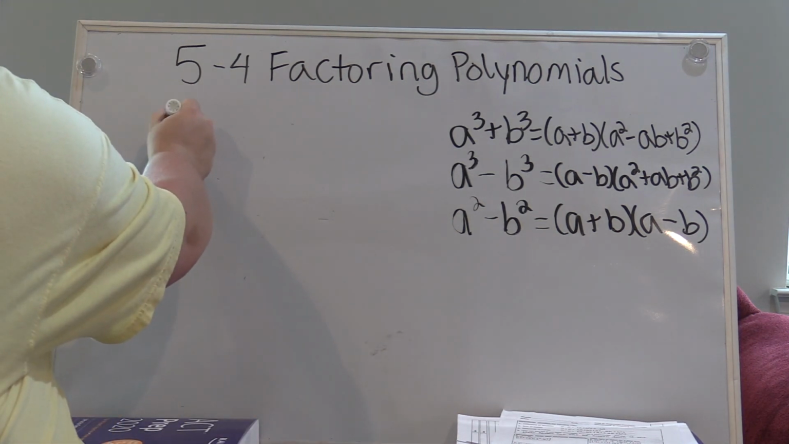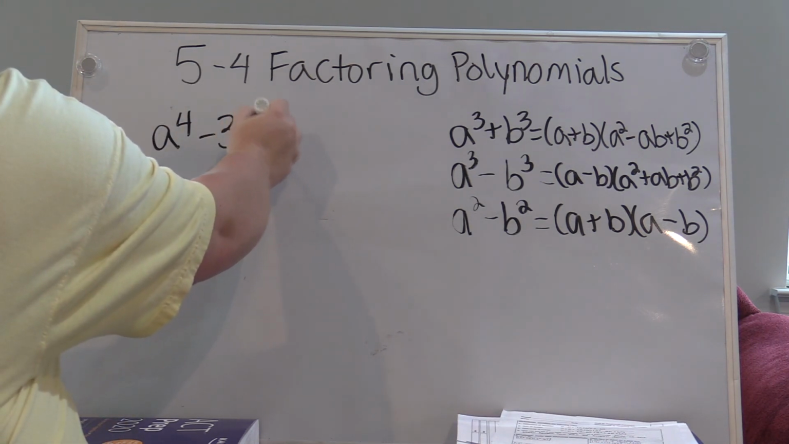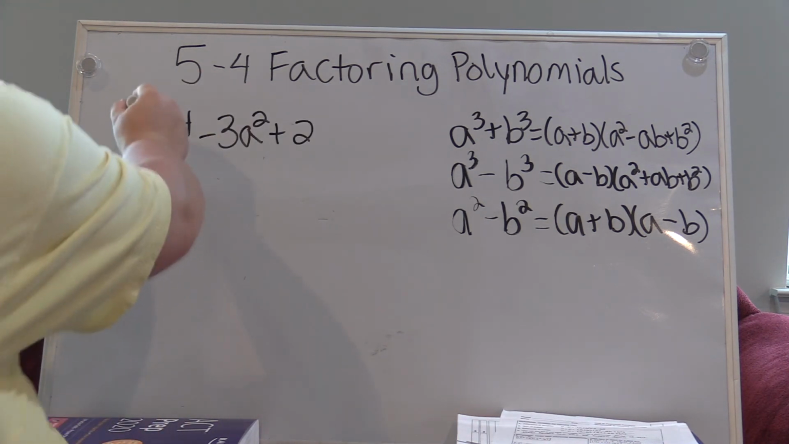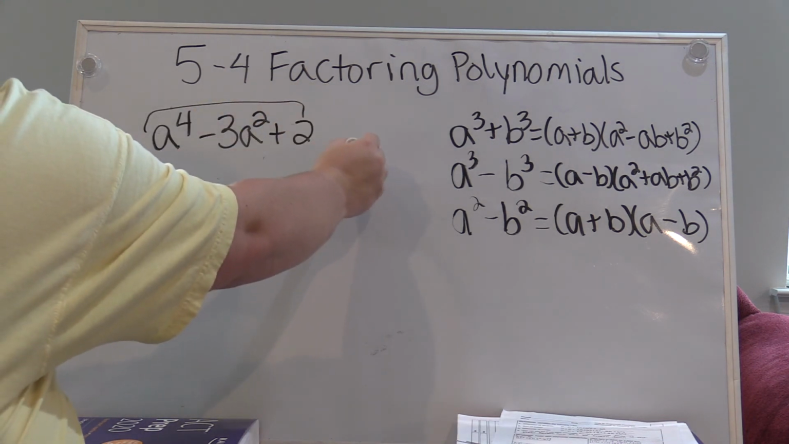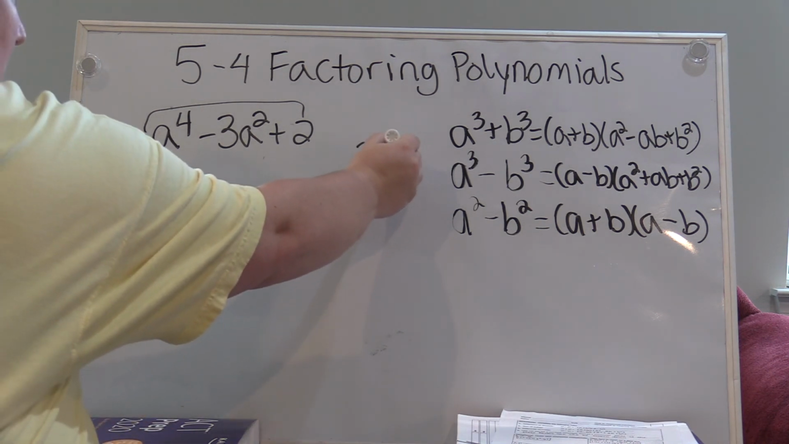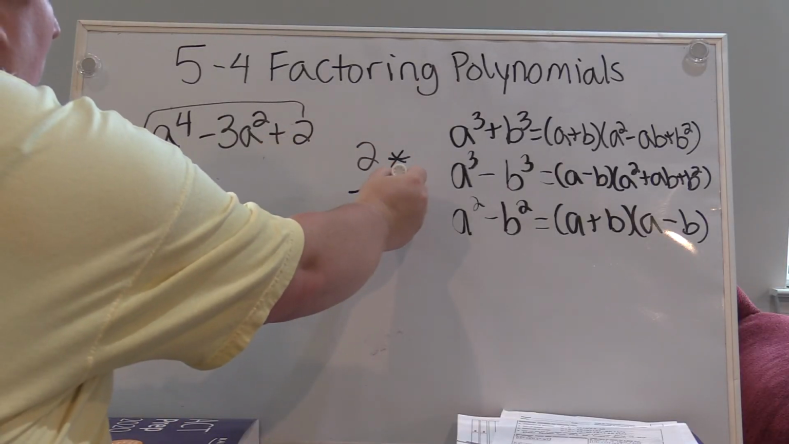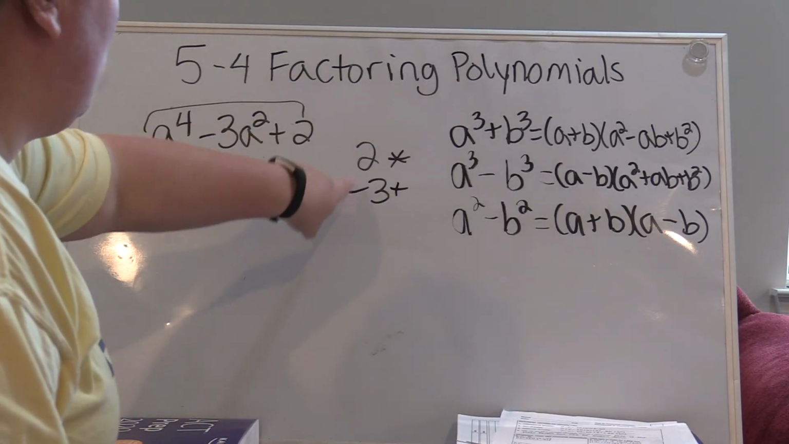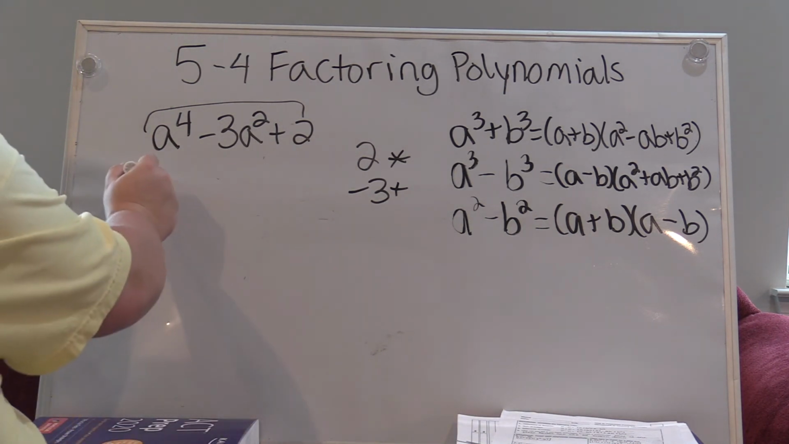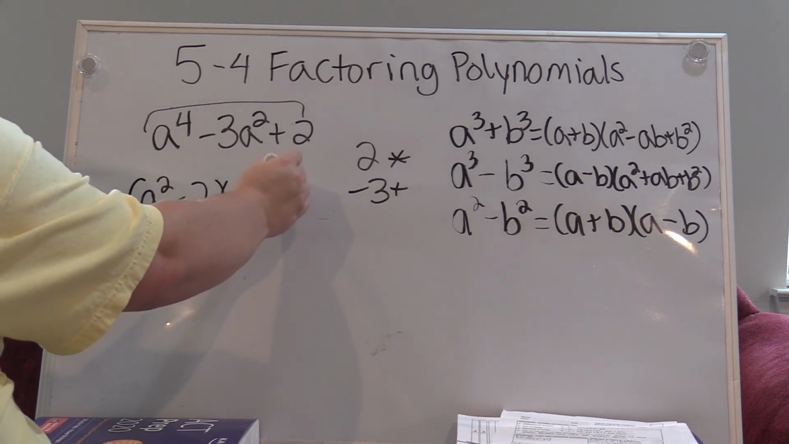Now I have a to the fourth minus 3a squared plus 2. Now 1 times 2 is 2. So what multiplies together to give me 2 and adds together to give me negative 3? That is negative 2 and negative 1. So I get a squared minus 2 times a squared minus 1.